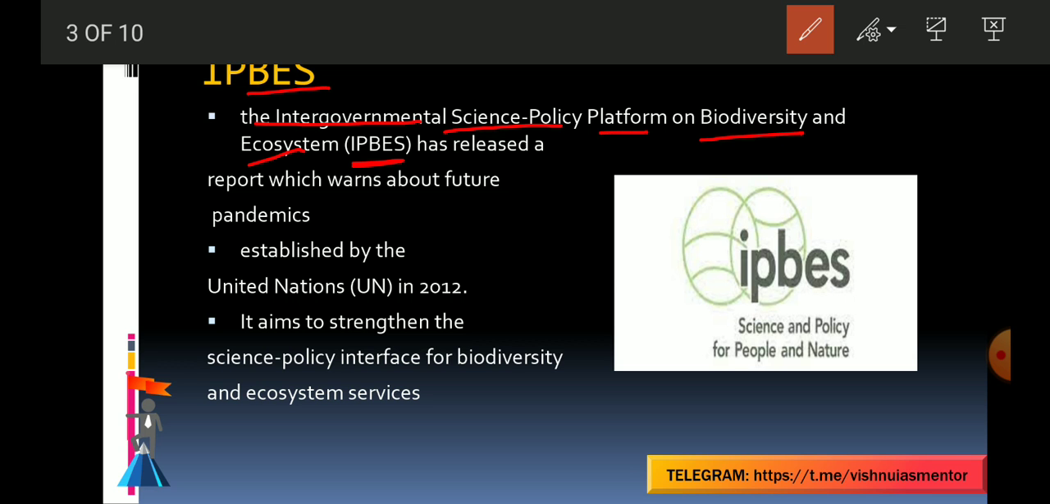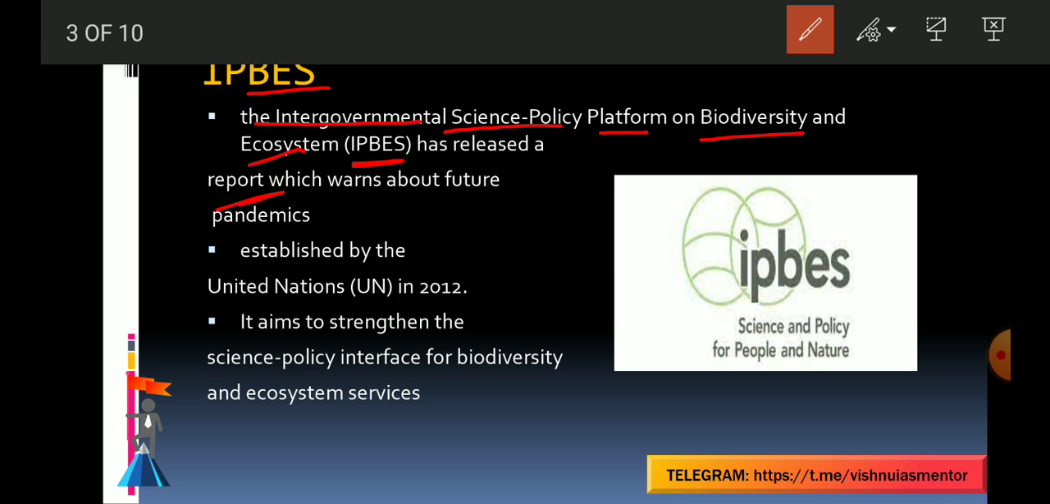In this report, it warns about future pandemics that will break out, how frequently they will come, at what pace they will spread among the people, and how much more damage they will bring to the world by killing even more people than died in COVID-19, unless significant measures are taken. So that is the main thing.